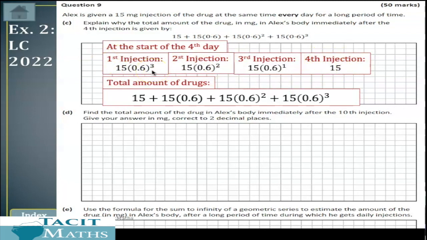Okay, so anytime you're asked to explain something, you can write big sentences if you want, but if you can do it in a more mathematical way, that's fine. So now, find the total amount of the drug in Alex's body immediately after the 10th injection.